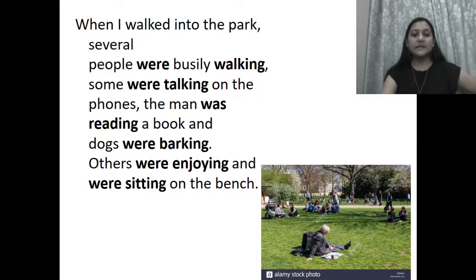The first one will be in simple past, like when I walked into the park. Several people walked is in simple past. Several people were busily walking. Some were talking on the phone. The man was reading a book and dogs were barking. Others were enjoying and were sitting on the bench. So many activities are taking place. So in all of it, what did we do? We used the past continuous tense.